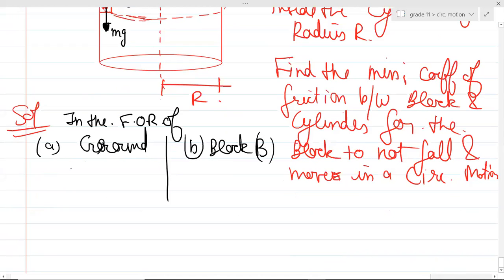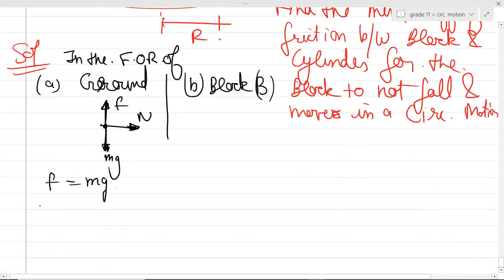So ground and block B. In the ground frame, there is mg in the downward direction, there is normal reaction in this direction, and there is friction in the upward direction. Yes or no? So here what will you say? Friction is equal to mg, and N is providing the necessary centripetal force.